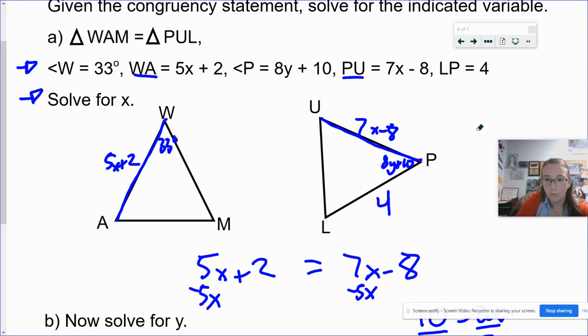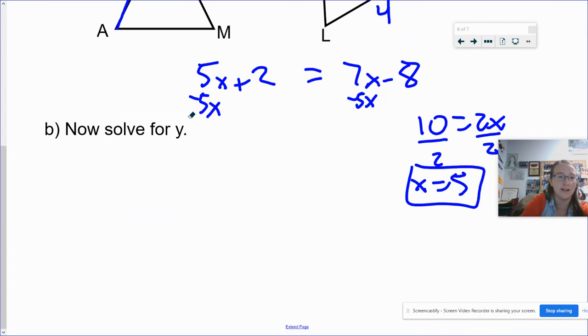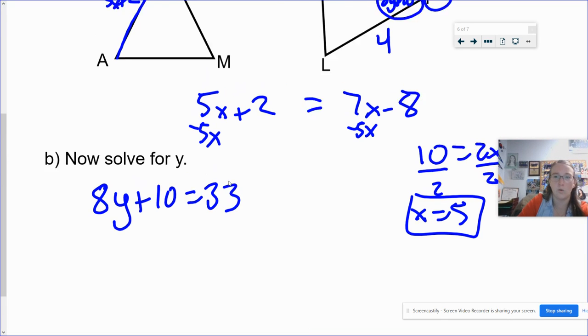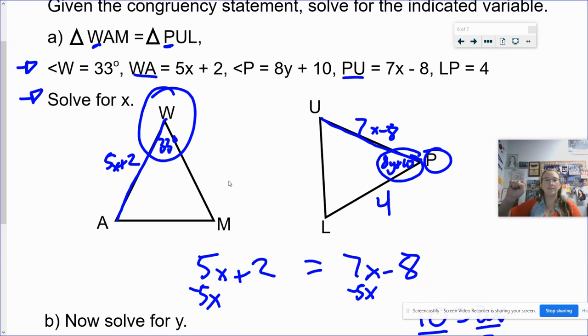Okay, so here's y. Y is angle P. I bounce up to my congruency statement. You should have said, okay, well, angle P is congruent to angle W, and there's angle W. Congruent means we set them equal to each other. There's your equation. So again, find the variable they're asking for. Figure out what part of the triangle it is, if it's an angle, if it's a side, which one is it? Look to your congruency statement, figure out what it's congruent to, and then set them equal.